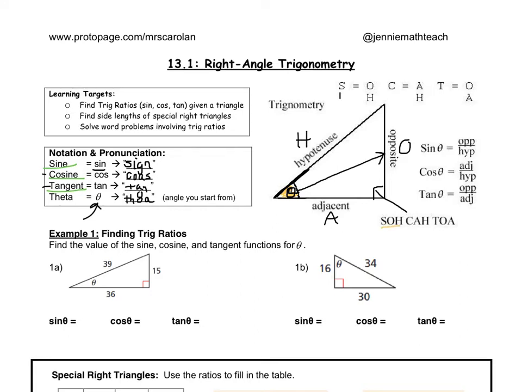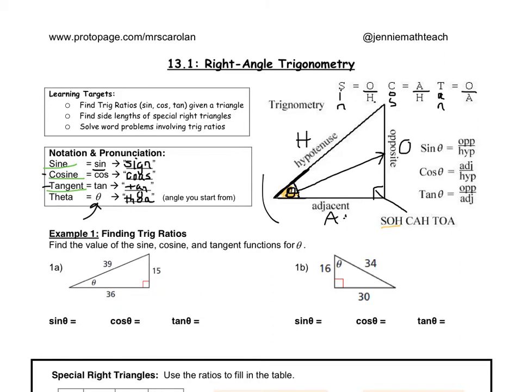So if you have the sine trig function, it uses the opposite side over the hypotenuse, and you'll always write a fraction. If you're using the cosine function, then we're talking about the adjacent side over the hypotenuse. And if you're using the tangent function, T is for tangent, we'll use the opposite side and the adjacent side. So the way this triangle is labeled right now is for theta being this angle.